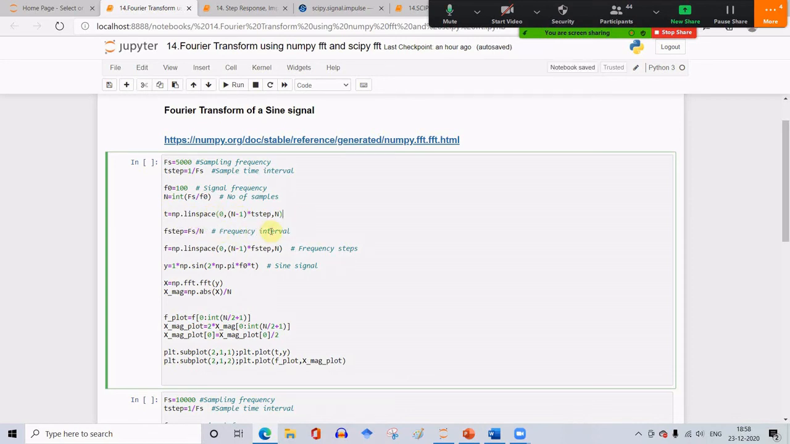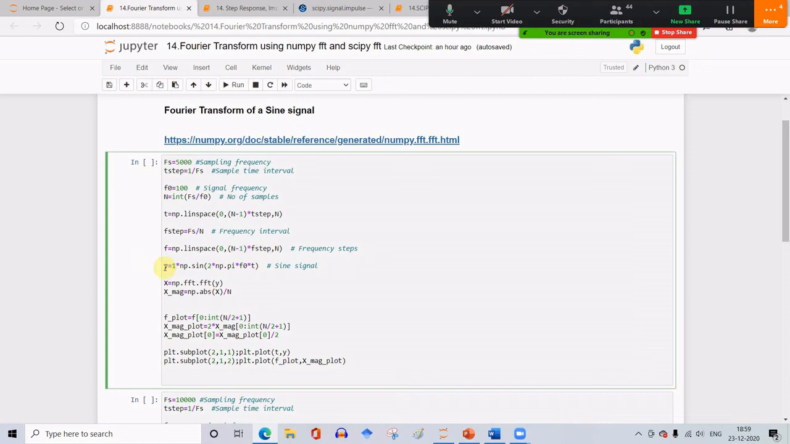Then the frequency interval is given by the sampling frequency divided by the total number of points in the one cycle that we are considering here. Okay, so that is the frequency step. Again we are dividing from 0 to capital N in steps of (N minus 1) times f step, and generating the frequency scale for the FFT waveform. That is, np dot linspace from 0 to capital N in steps of (N minus 1) times f step.